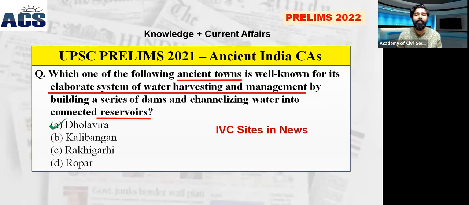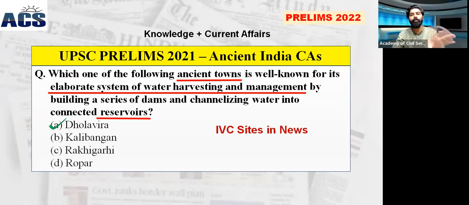And when we study the IVC, we know that the IVC site with the reservoir was Dholavira. That was the basic knowledge we have to learn about IVC sites, especially with regard to Dholavira. So Dholavira is one of the IVC sites which has a reservoir. If any student has studied this fact, they will be able to get the answer right within a few seconds, because it was a current affair and they have revised and studied the basic knowledge of Dholavira.